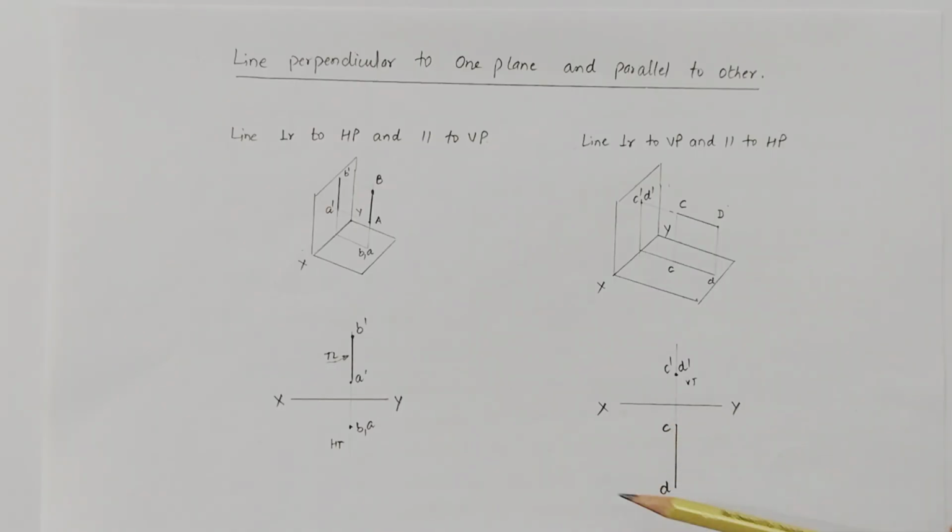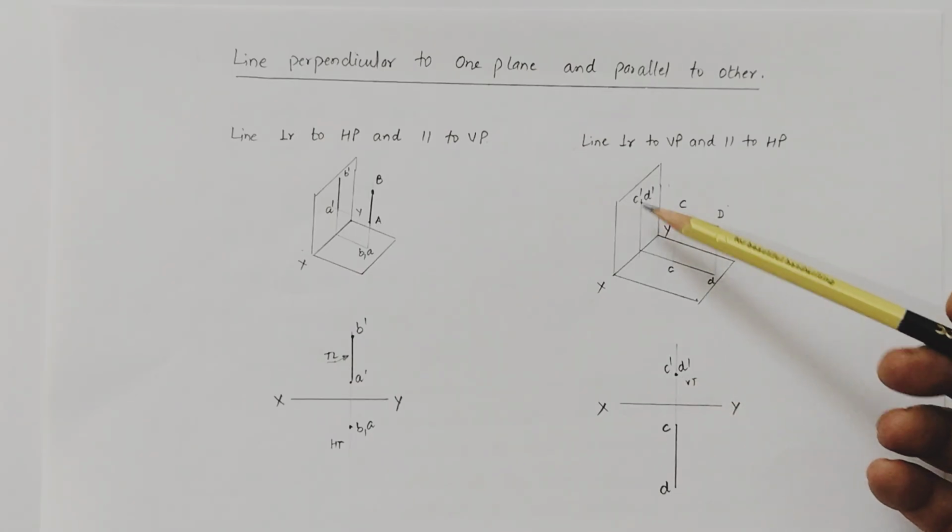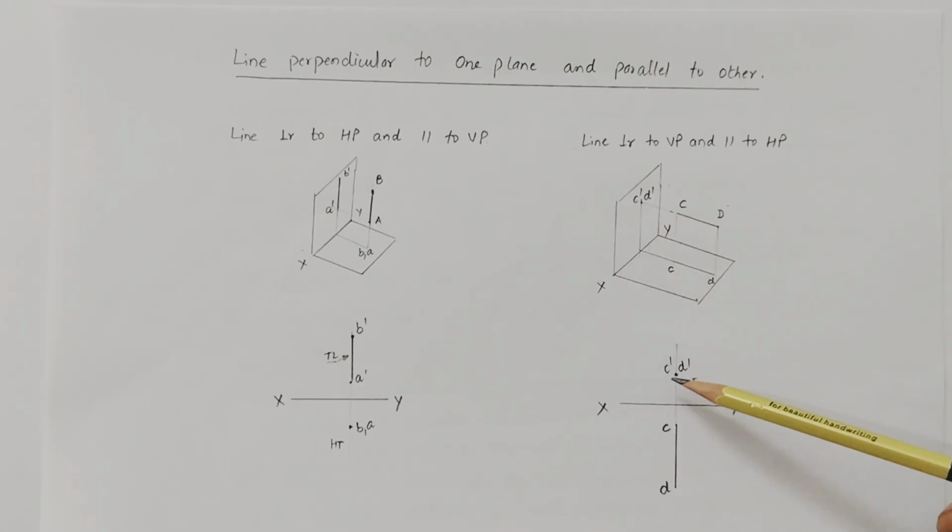Here we can represent the same in the 2D diagram, where XY is the axis. Below it we get the top view, that is c and d, and in the front view both points are overlapping, so that's why here it is c dash d dash. So this is the projection of a line perpendicular to one plane and parallel to the other.